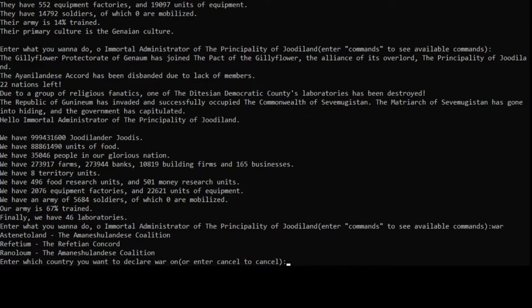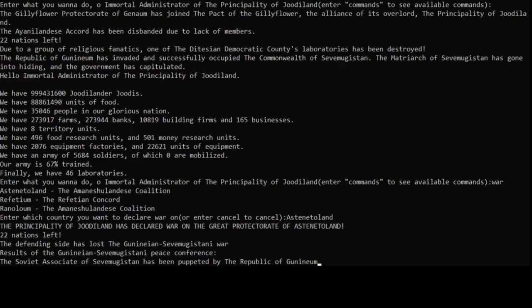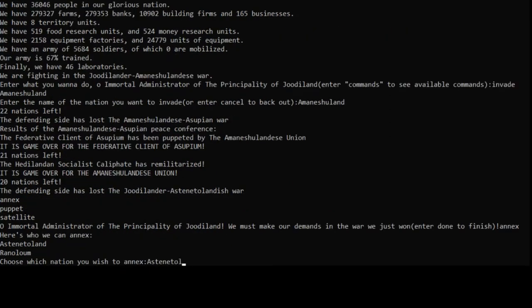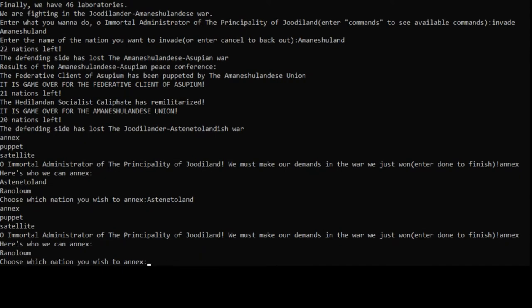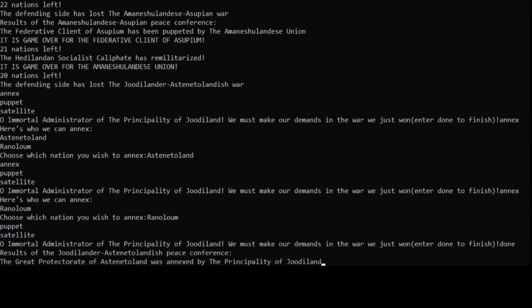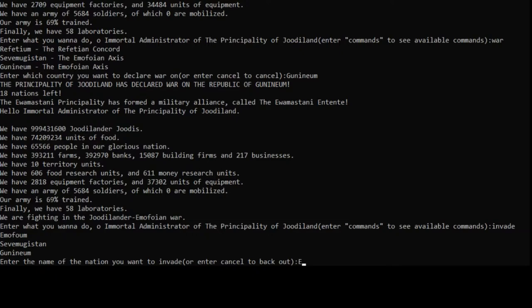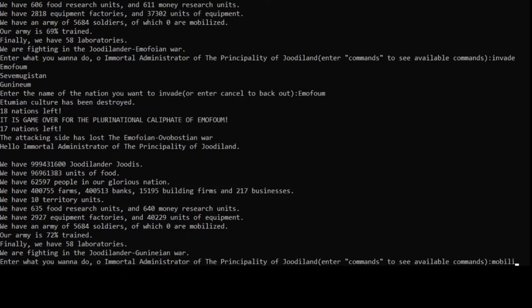Yep. Let's keep fighting. I'd rather take out the big ones. Astenetoland, because they're part of a big alliance. Okay, Astenetoland, conquer. Annex. Done. Invade. Oh yes, mobilize.